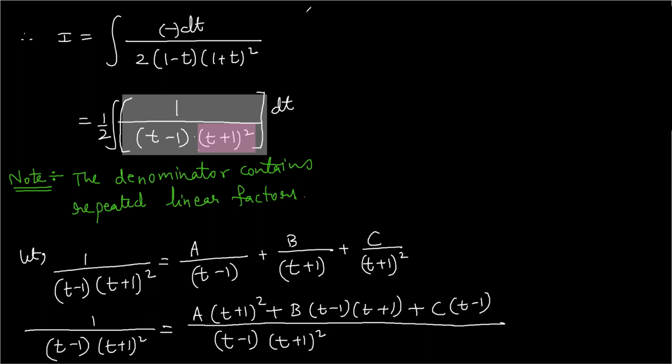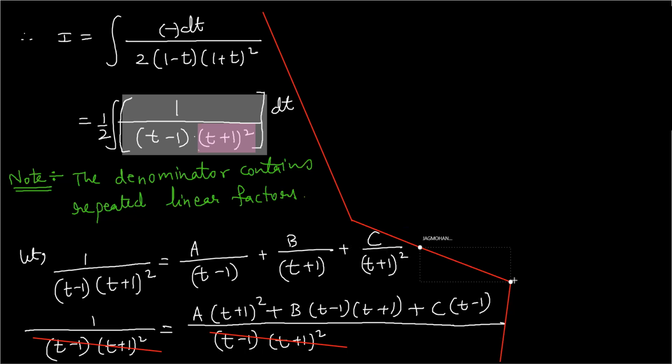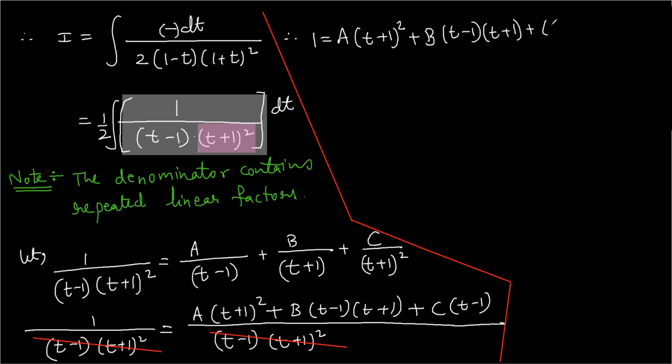What happens next is this cancels. So I get, therefore, 1 equals a multiplied with t plus 1 square plus b multiplied with t minus 1 into t plus 1 plus c multiplied with t minus 1. And this is equation number 2, because this is 1.